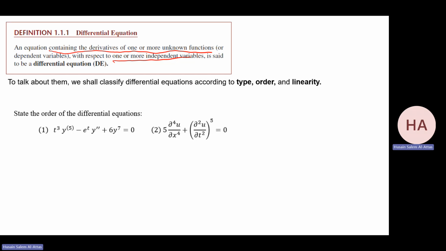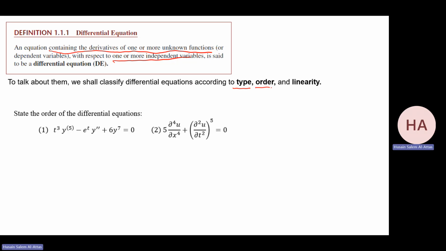And we'll talk about three things. Type: we have ordinary differential equations, where we have just regular derivatives, and we have partial differential equations, where we have partial derivatives, with respect to more independent variables, not only one.